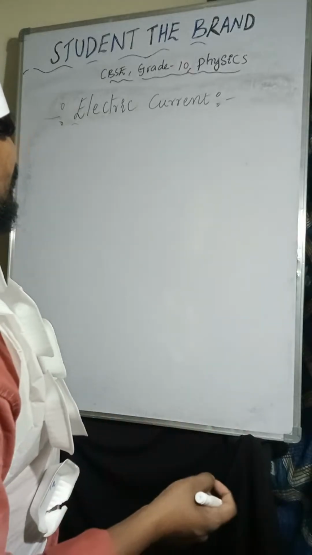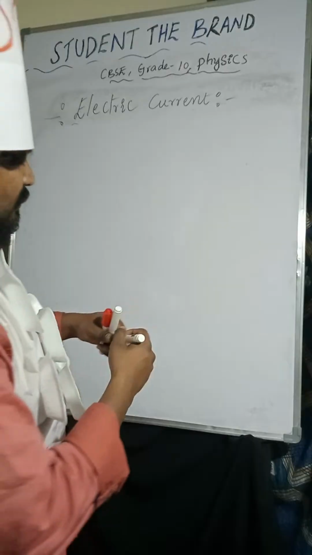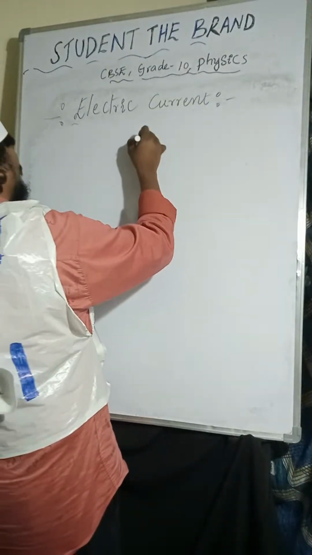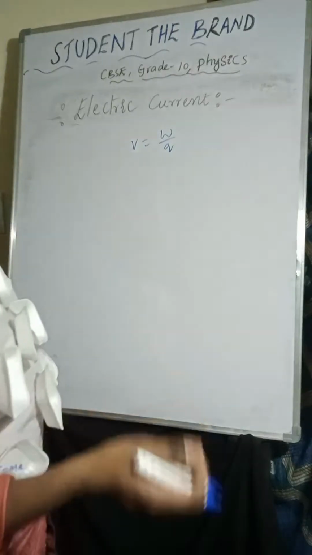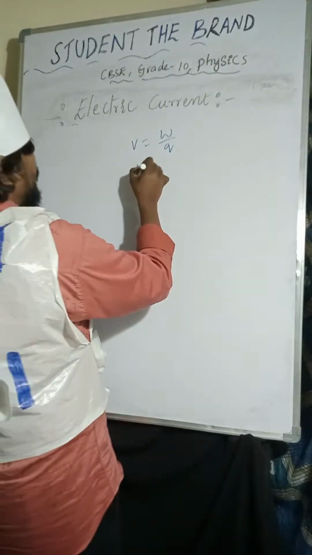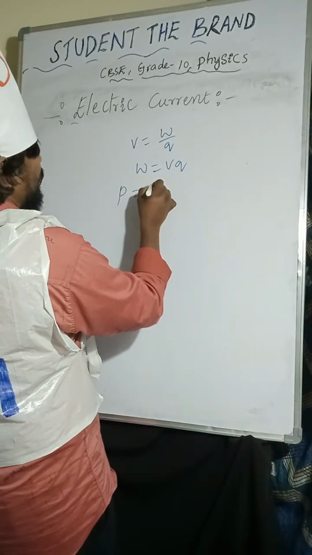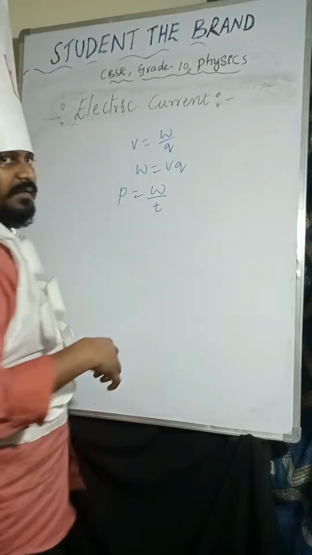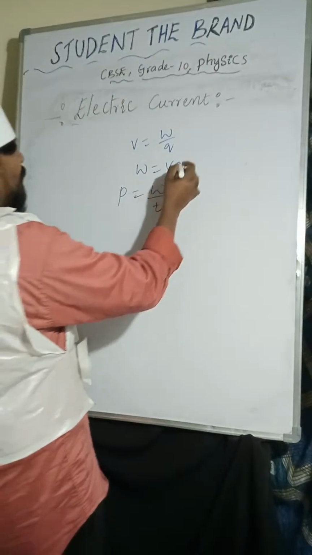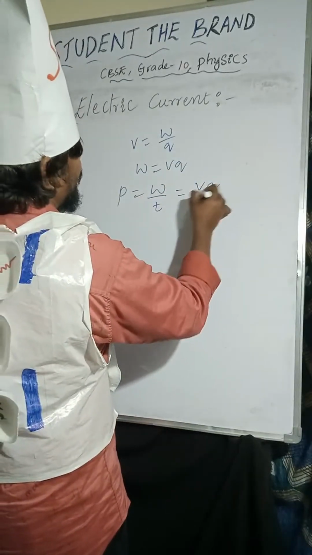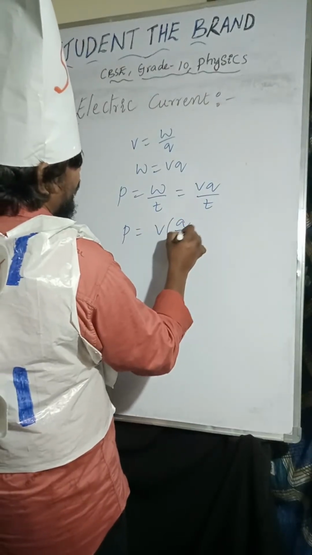Now, heating effect of electric current. V equals W by Q, so W equals V into Q. Power P is the rate of doing work, so P equals W by T, which is V into Q by T.